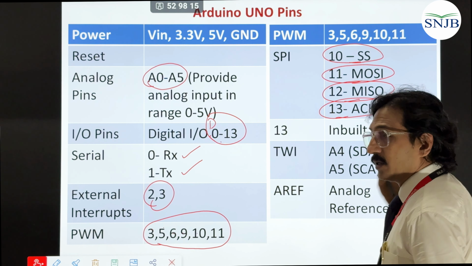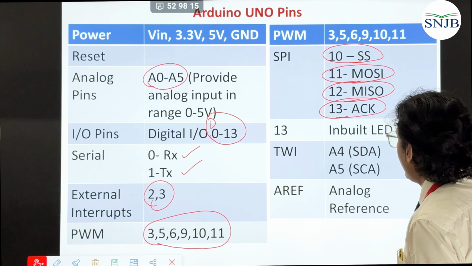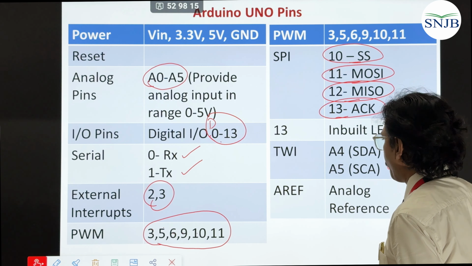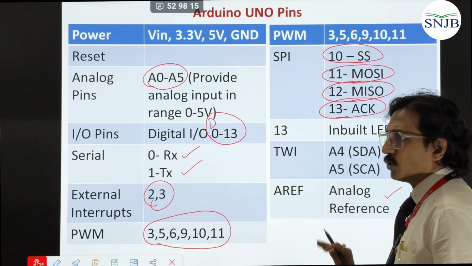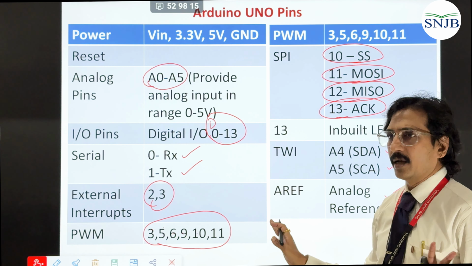An inbuilt LED is given that you can directly program. If you don't have an LED, you can program the LED. Then this is the 2-wire interface, serial data and serial clock. Analog reference is given. So these are the only pins as per Arduino UNO is concerned. This is a very simple topic.